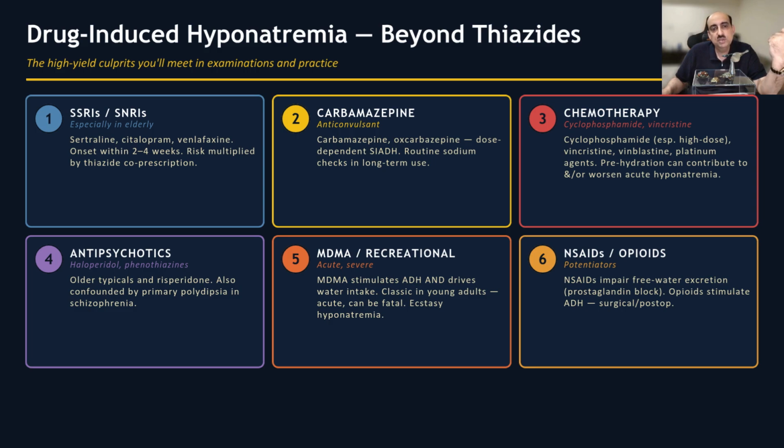Number four group is the antipsychotics, very, very common. Older typical phenothiazine drugs, risperidone, and it's confounded by patients who have compulsive or primary polydipsia, which again leads to the 2 mechanisms combining and leading to hyponatremia.